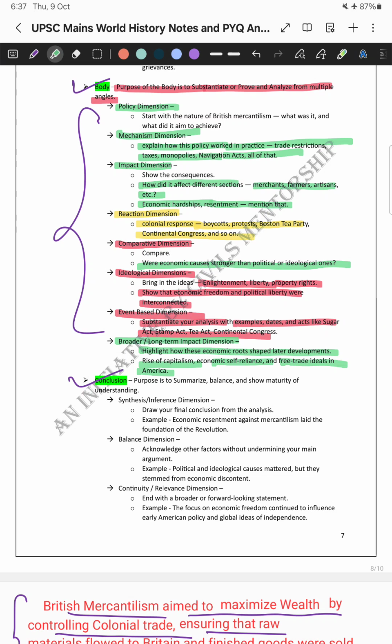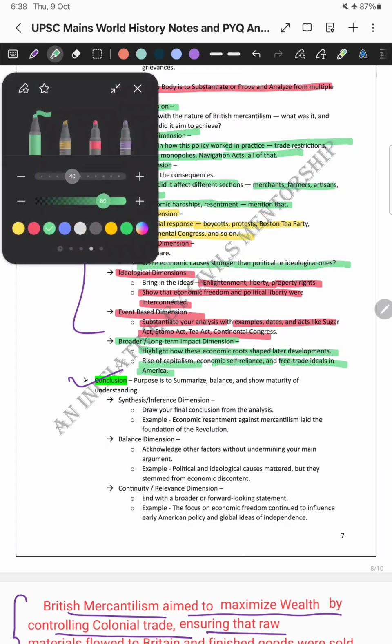So I hope you understood how to think about the various dimensions for a particular answer. It's not that since they have mentioned the economic factors, we will stick with that only. We need to diversify our answer. So we need to think in multiple angles. I hope you have noted down all the points. In this way only you need to think for other answers as well.